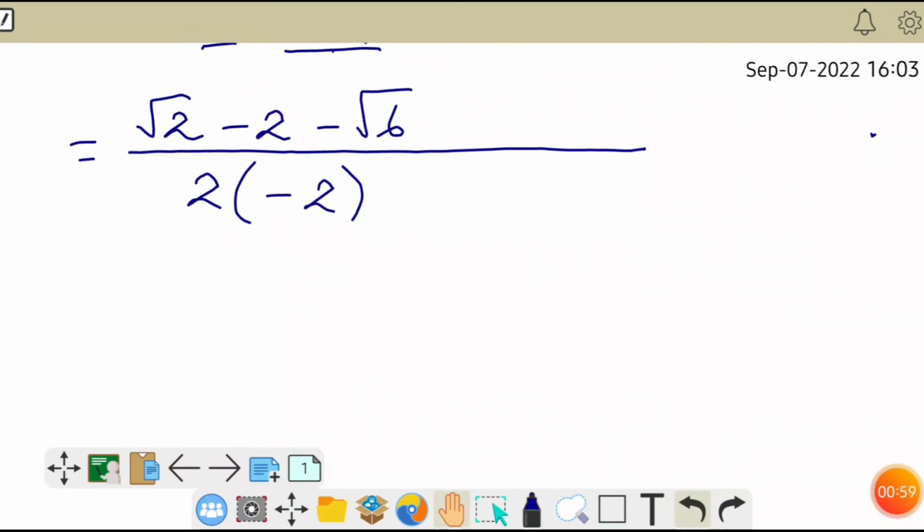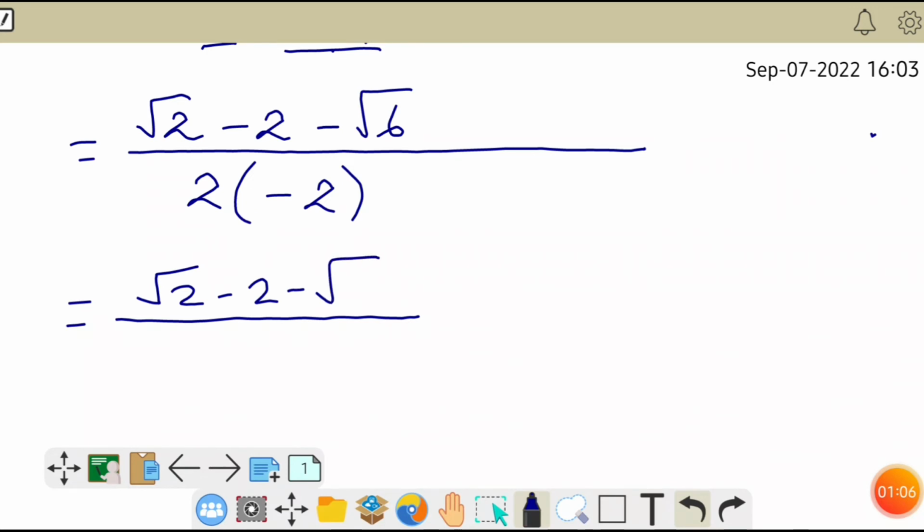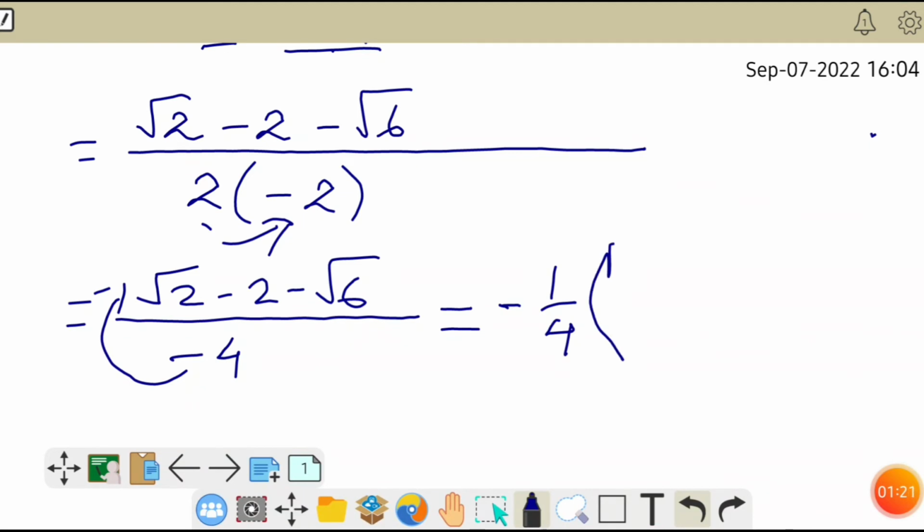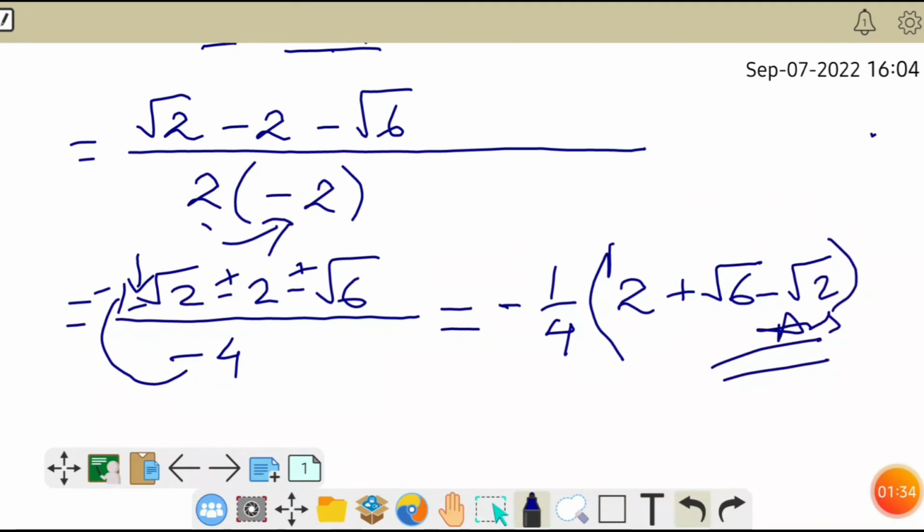In the next step, we have root 2 minus 2 minus root 6 upon plus into minus, minus 2 2s are 4. Taking minus in the numerator, we'll get minus 1 by 4 into, minus will change the sign, so minus into plus will be minus, it will be plus, and it will be plus. So 2 plus root 6 minus root 2. We are taking minus root 2 at last.